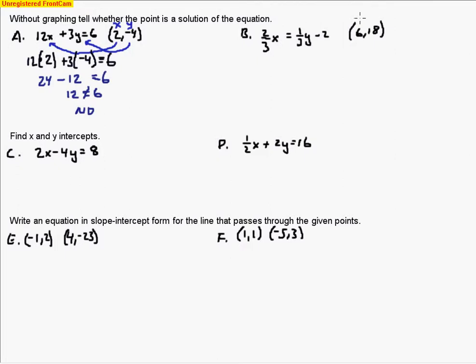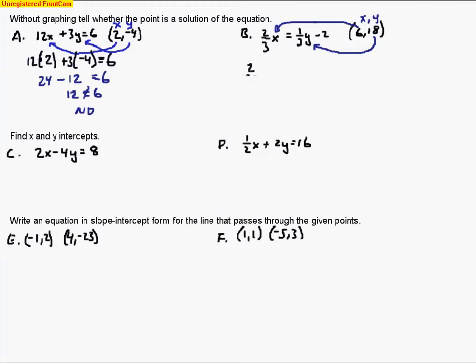Well, this one's very similar, just dealing with fractions this time. 6 again goes in for x. And make sure you're careful. Sometimes they have the y term first, and that's where people get confused. They're so used to just putting the first number in the first spot. Well, be very careful. If it says y here, that means that we put the 18 there rather than the 6. So in this case, we'll go ahead and do that substitution.